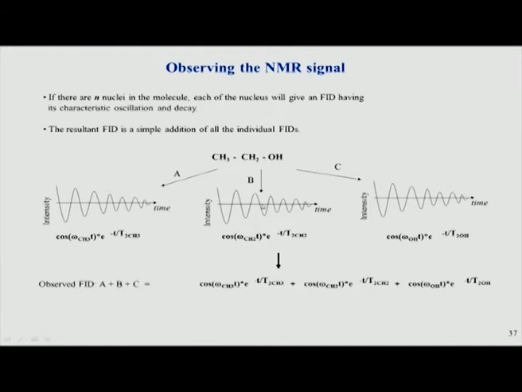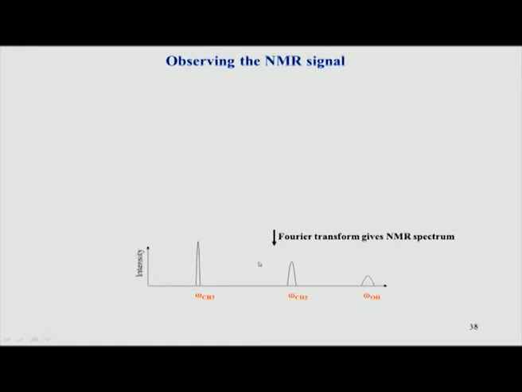So, 1 is to 2 is to 3. That particular thing is not shown here, but you have to keep in mind that the FID is not only simple addition, it is again a weighted addition of the amplitudes, because this will be 3 times stronger compared to that. So, this is how an FID is captured, and when you do a Fourier transform it will give you an NMR spectrum.